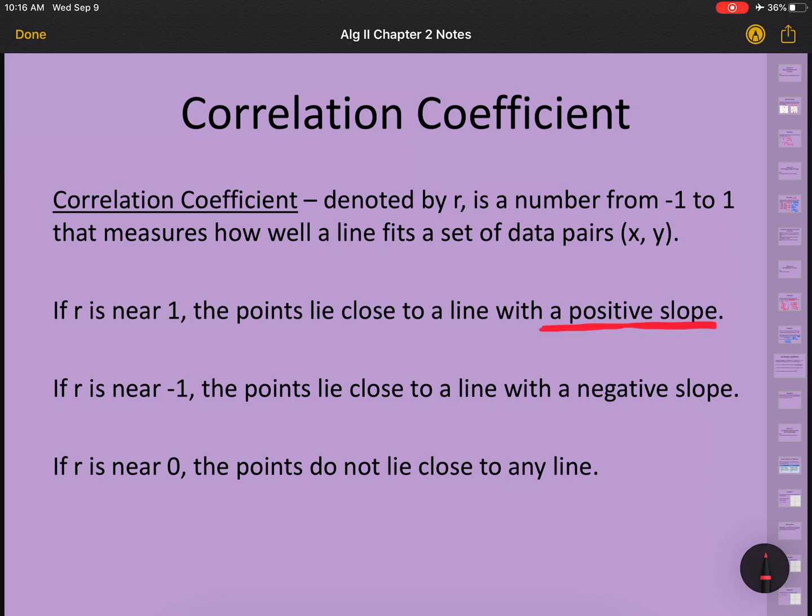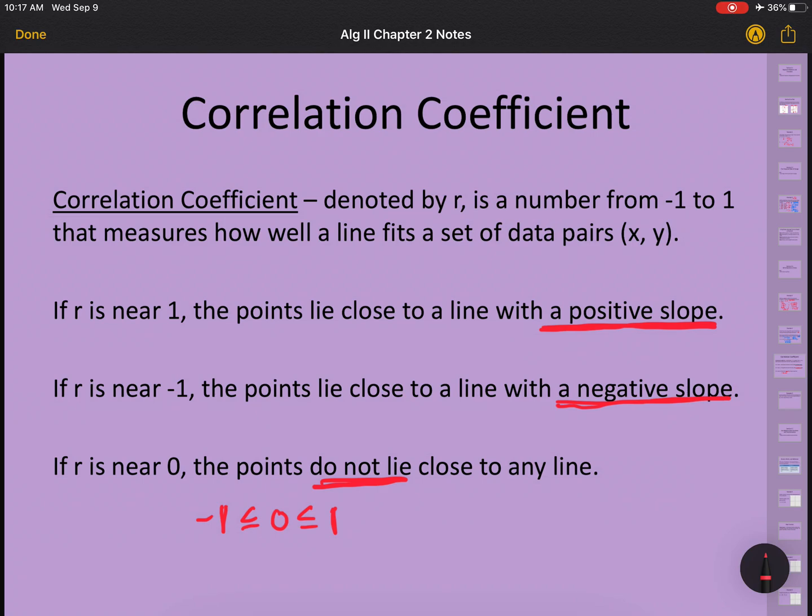But if that correlation coefficient falls towards a -1, the closer it is to making a negative slope. Okay? If it's near 0, the points do not lie close to any line. Okay? It doesn't really have a slope at all. So we can have anything between -1 and 1. That's it. We can't have any less than -1 or any more than 1. Okay? We could have exactly 0.